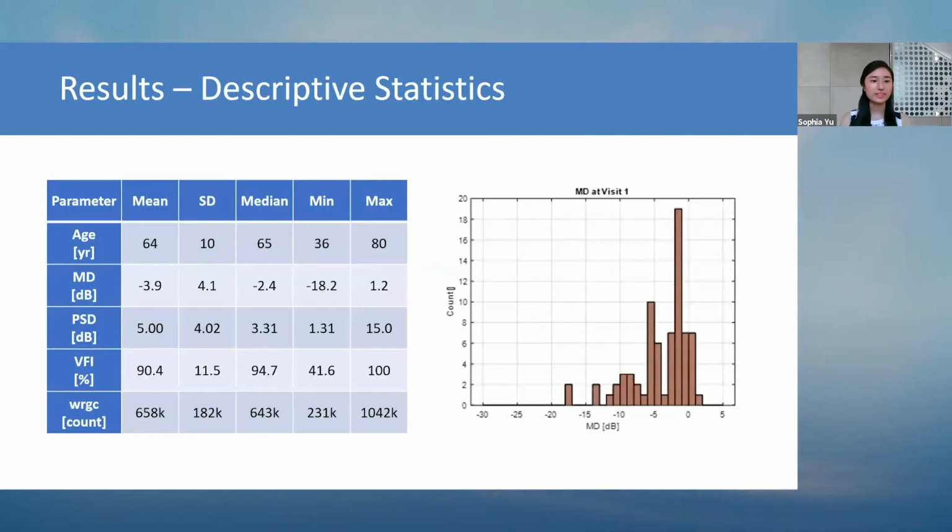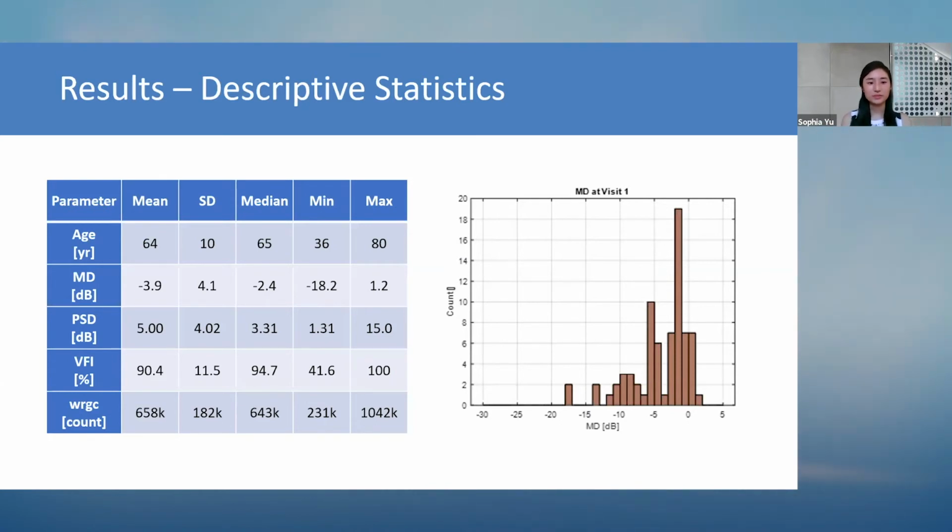So what do we find? The table shows the descriptive statistics for the demographics and the basic summary parameters. The subjects range in age from 36 to 80, and the mean deviation ranged from negative 18.2 decibels to 1.2 decibel. The PSD and the VFI also had a reasonable range. The estimated Rgci index itself ranged from 231,000 to about 1 million. We don't expect this corresponds exactly to the number of ganglion cells in each person's eye, but it should be correlated to the extent of disease.